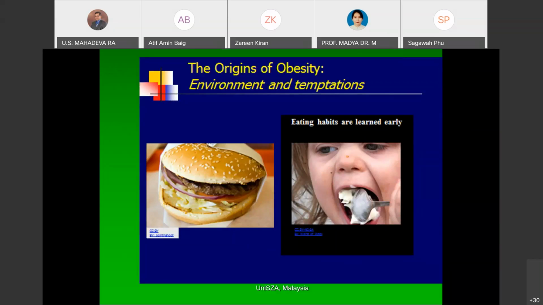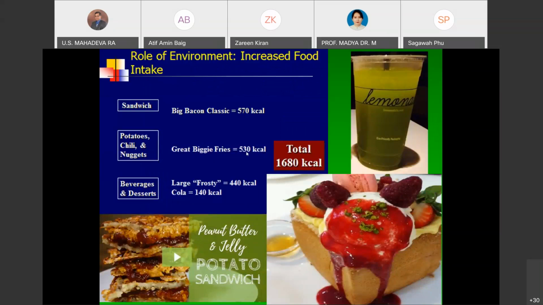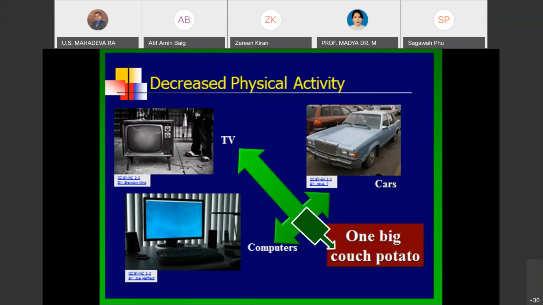The temptation is, see, there are double or triple fatty foods nowadays. We can see them in McD or in KFC or whatever. And the high calorie diet we prefer nowadays. These are all the reasons for obesity. And the couch potato, I mentioned in the beginning, no. So no activity, only watching television and sitting in the car and working with the computer. So these are all the things that make one become a couch potato.